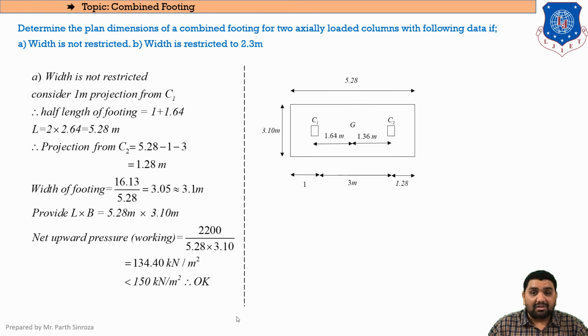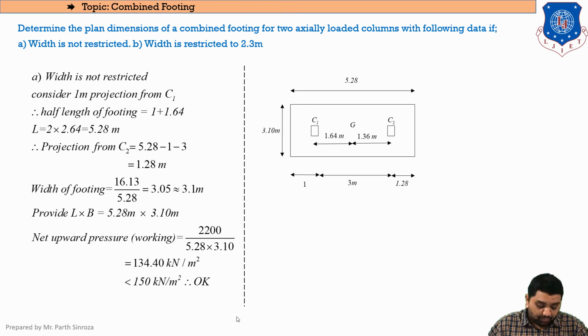We are supposed to find two dimensions. First, the dimensions if the width is not restricted, and second, the dimensions if the width is restricted to 2.3 meters. So if the width is not restricted, we will be considering a 1 meter projection from C1. Then the half of the length of the footing will be 1 plus 1.64. 1.64 was the CG of the section, that was from the distance of C1. So the total length will be 2 into 2.64, that comes out to be 5.28. So that will be our total length of footing, 5.28 meters.